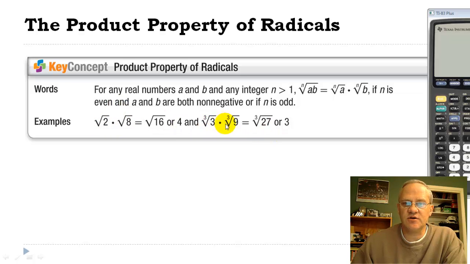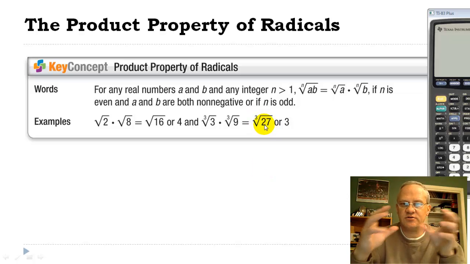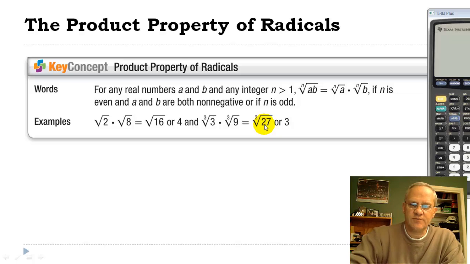But then also, this is just another example of that: you've got a cubed root and a cubed root. Since these have the same index, what's underneath can get multiplied together, and you can take the cubed root of 27, which is 3. Likewise, you can do the opposite of that. If you have a number under here, you can break it down into two things being multiplied together and do each one separately. We kind of know about that already, but that's the product property of radicals.